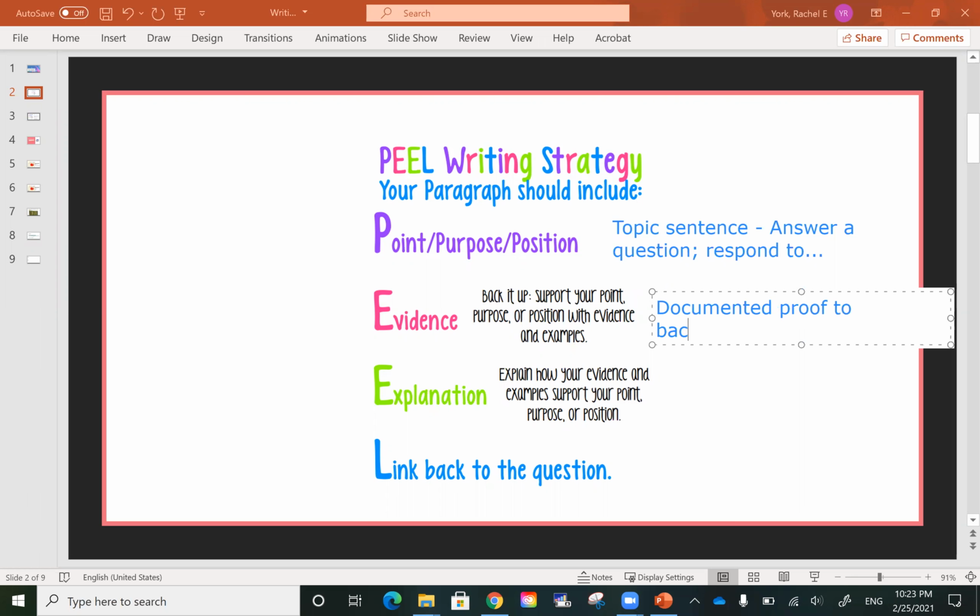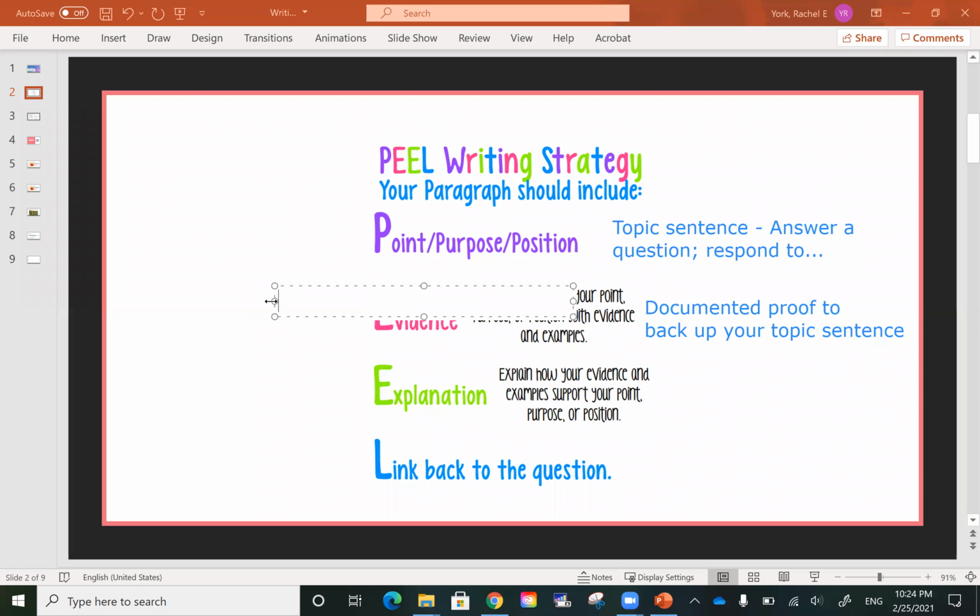Documented proof to back up your topic sentence. I swear I can type today. All right. So that is what your evidence is. Your evidence is typically going to be what you're going to have to worry about when you cite it. Cite the source. That is where you have to worry about source citations, is on your evidence.